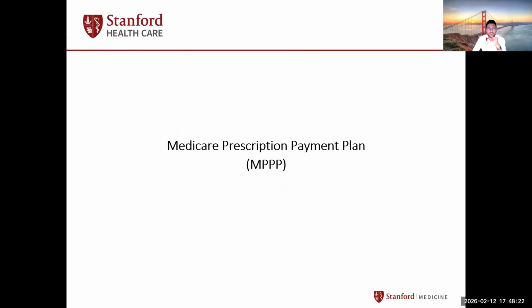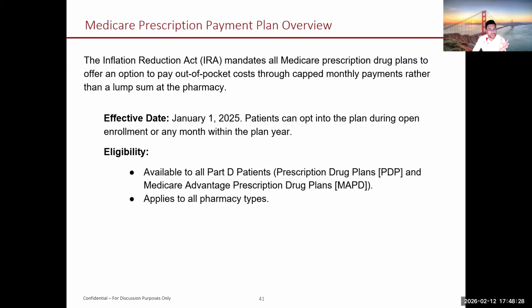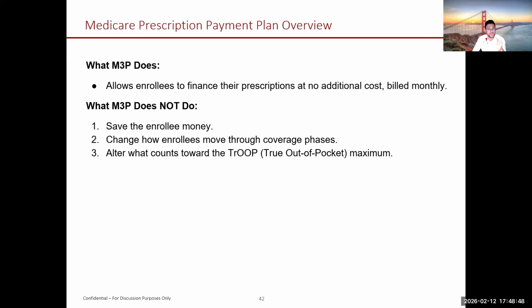Lastly, I want to really quickly talk about the Medicare Prescription Payment Plan, or the M3P. This is also as a result of the Inflation Reduction Act. It's available to all Part D patients. There is no eligibility. If you have Part D or an Advantage plan that has drug coverage, you could apply to use the Medicare Prescription Payment Plan. It applies to all pharmacy types. It doesn't matter where you get your pharmacy, doesn't matter who you are. If you have Part D, you can use this program if it's beneficial.